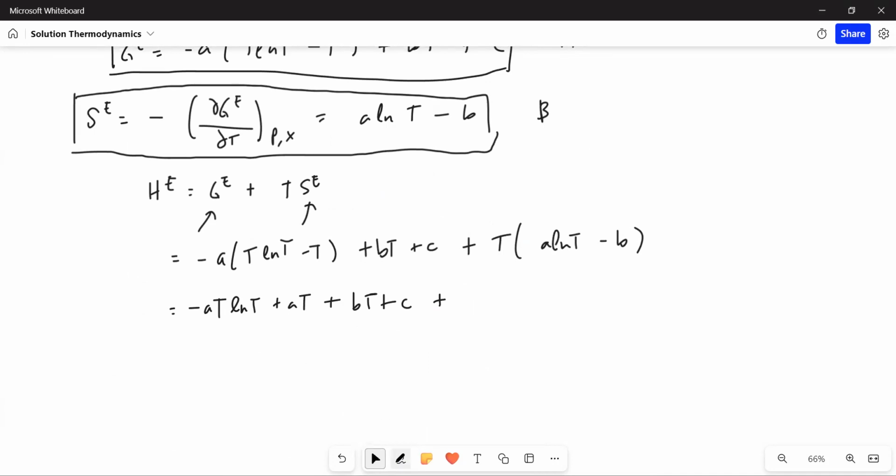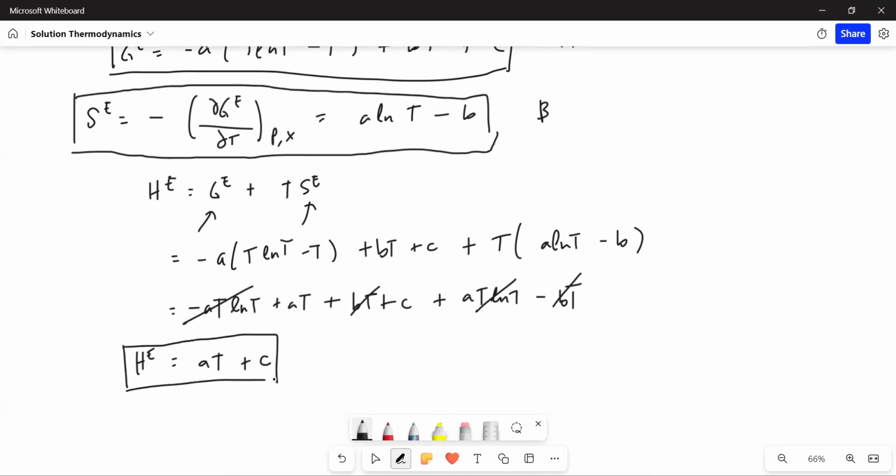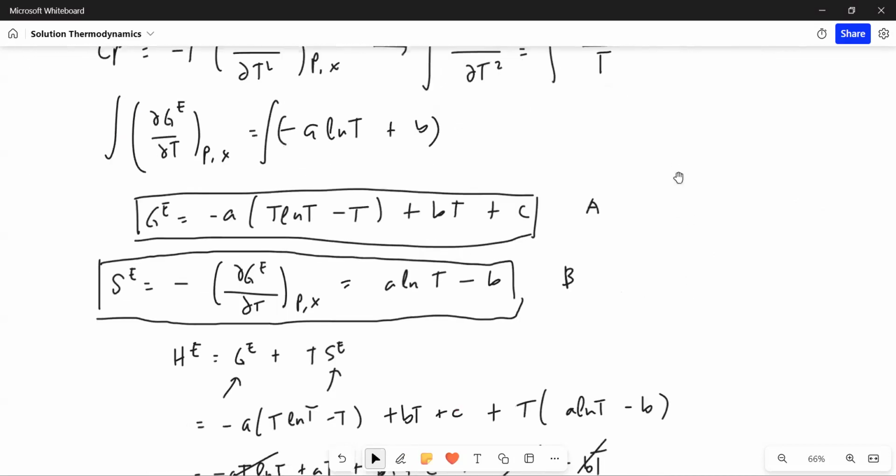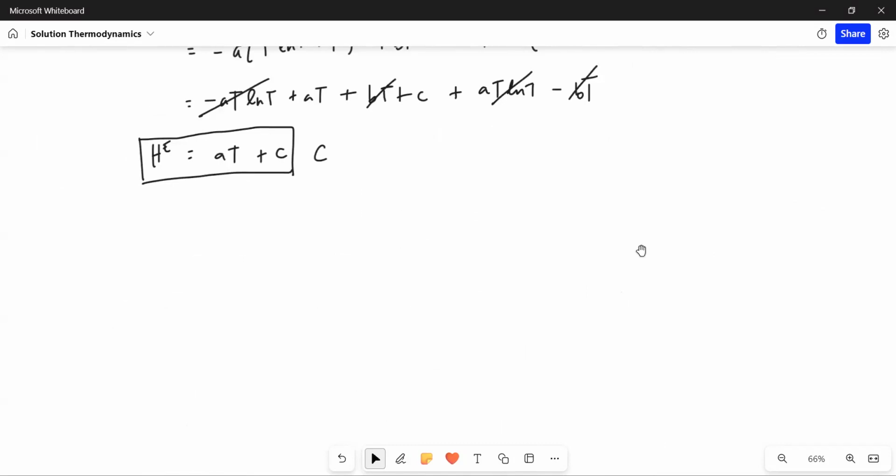So with that, this is A T ln T minus BT. And then this one cancels out this, and BT cancels out this. So HE is AT plus C. And this is the expression for HE. So now we're done with letter A. We have the expressions as a function of T. We move to letter B.